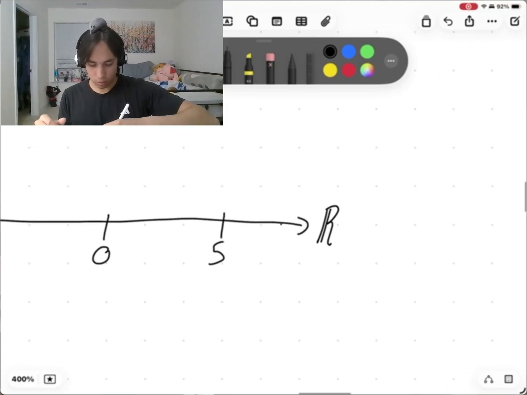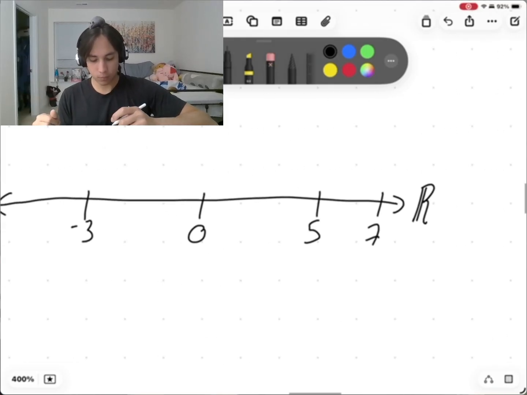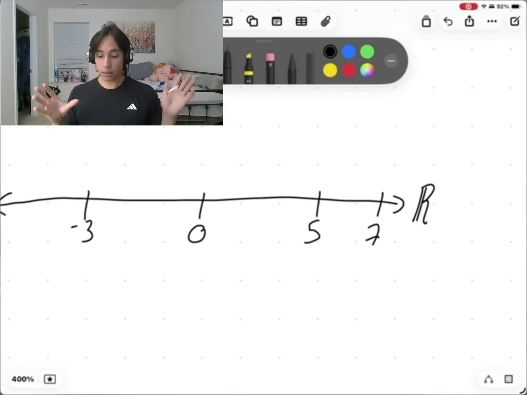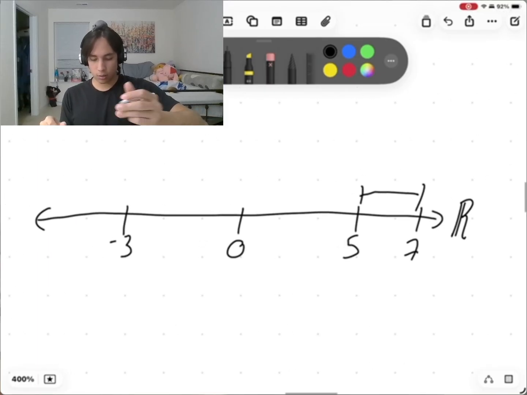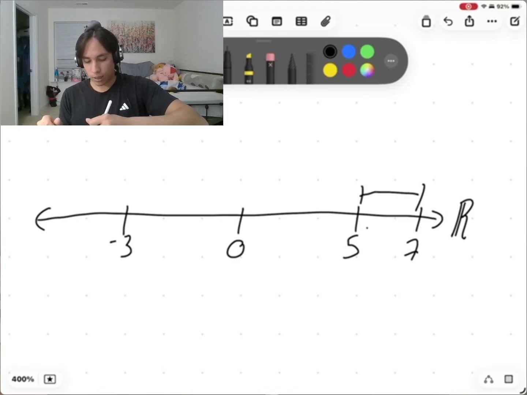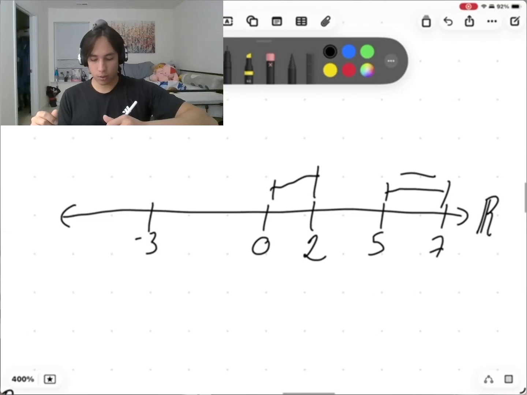We can also do 7, because why not, right? So the way we find the distance between these 2 points is by subtraction, basically. So we take 5, subtract 7. That's the distance between 5 and 7, which is 2, represented over here in absolute terms, right?